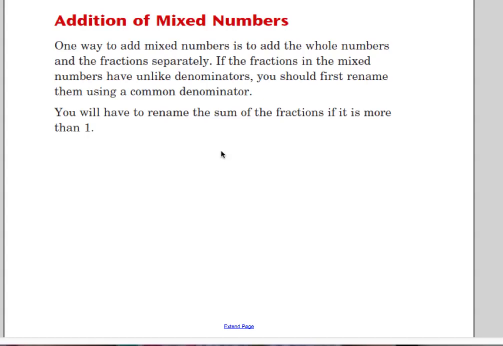One way to add mixed numbers is to add the whole numbers and the fractions separately. If the fractions in the mixed numbers have unlike denominators, you should first rename them using a common denominator. You will have to rename the sum of the fractions if it is more than one. Let's take a look at what that means.